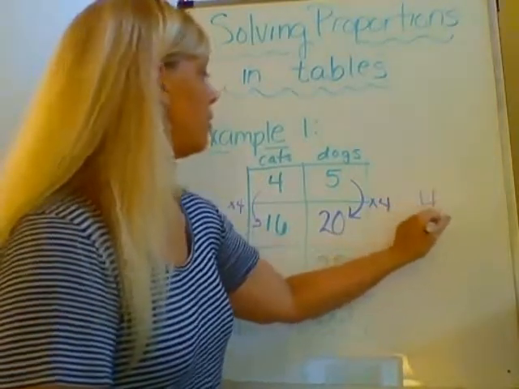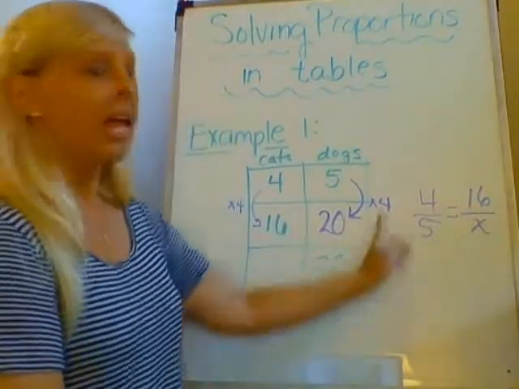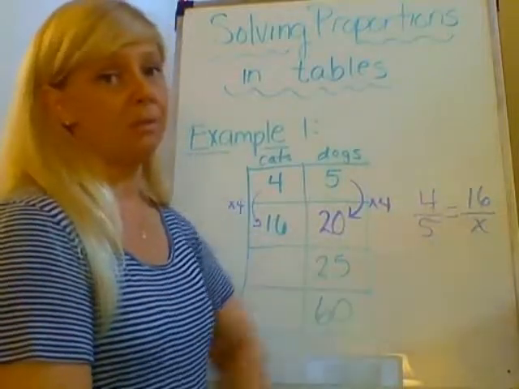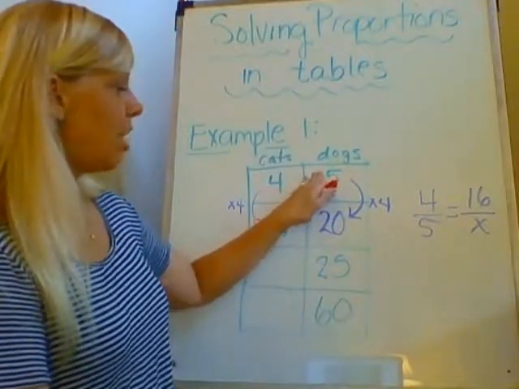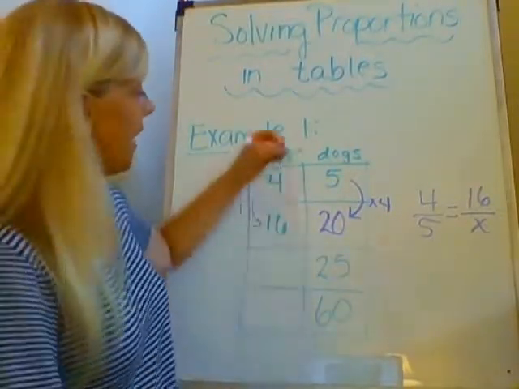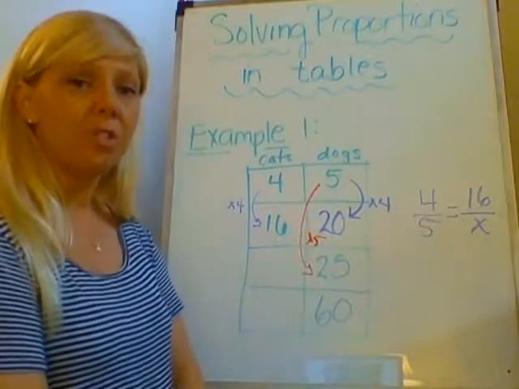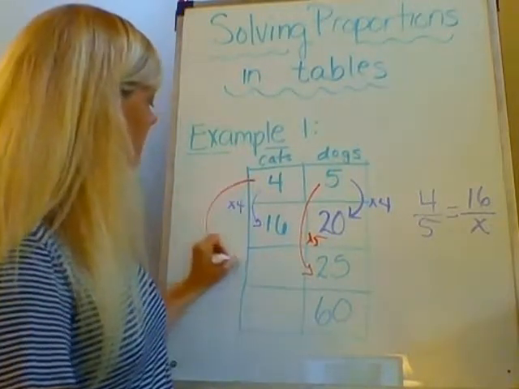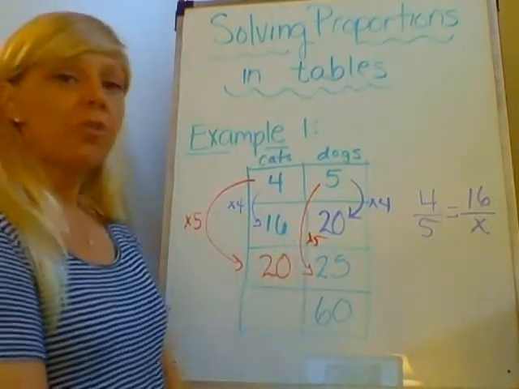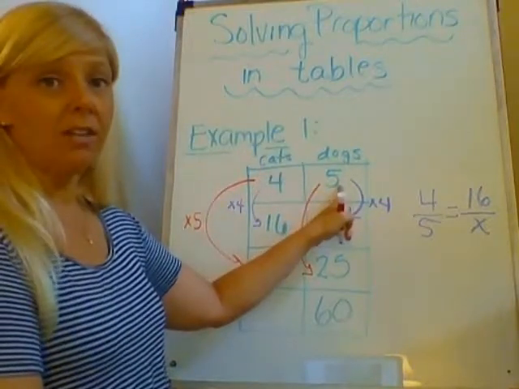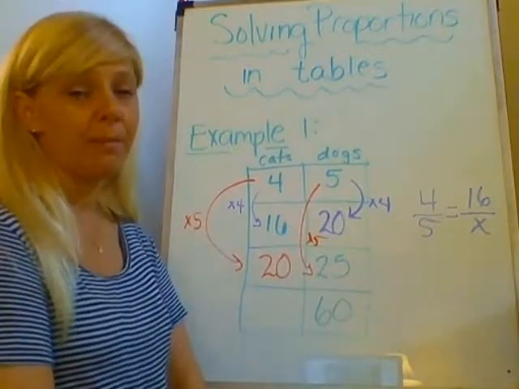And again, I can go ahead and write it over here as well, off to the side. 16 to what number? And again, 4 times 4, so 5 times 4. Okay, moving on to our next row. If I have 5 dogs and it jumps to 25, then this is being multiplied by 5 because 5 times 5 is 25. So that means my 4 is also being multiplied by 5, and then that makes 20. So for every 4 cats, I have 5 dogs. So that means if I have 25 dogs, I have 20 cats. They're both being multiplied by the same number.